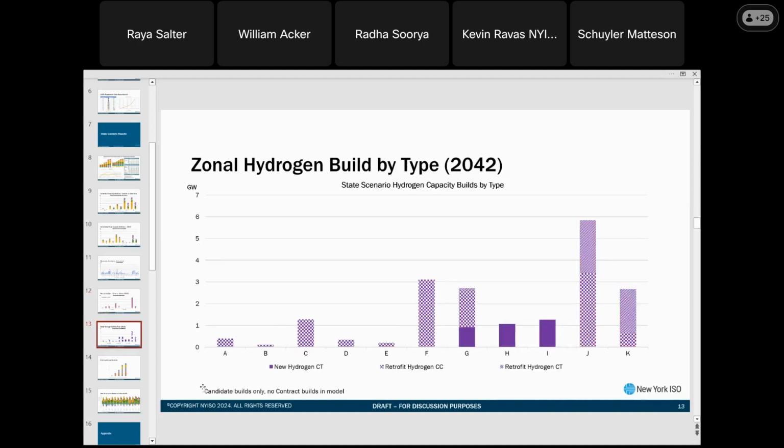And so this is getting into more detail on the hydrogen builds here. You can see the retrofits versus what is new. The solid purple is the new hydrogen, whereas all of the other resources are retrofits. And we've had some conversations around Zone J. All of the hydrogen that's coming in that zone is retrofit, whereas we get some new builds in GH and I.